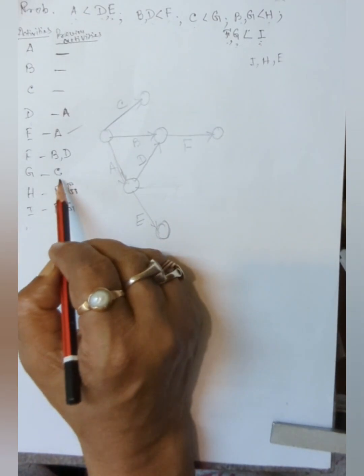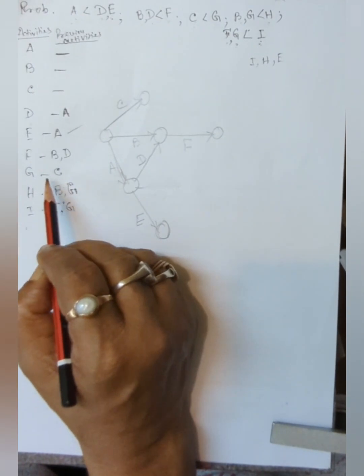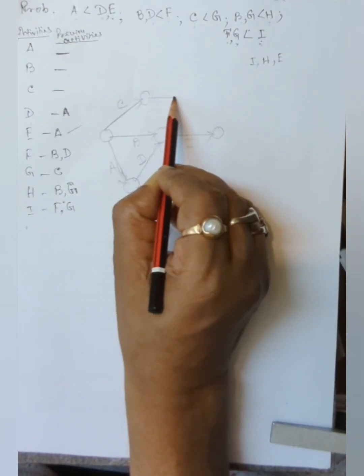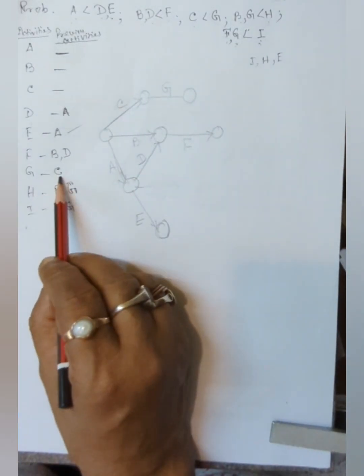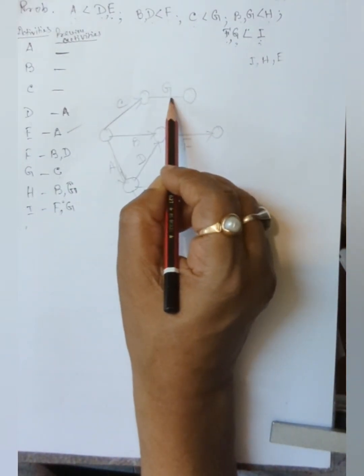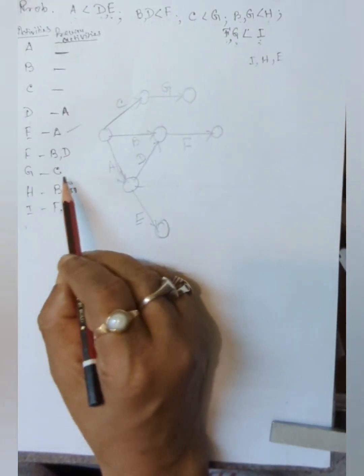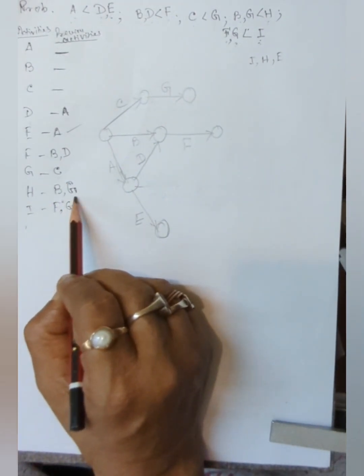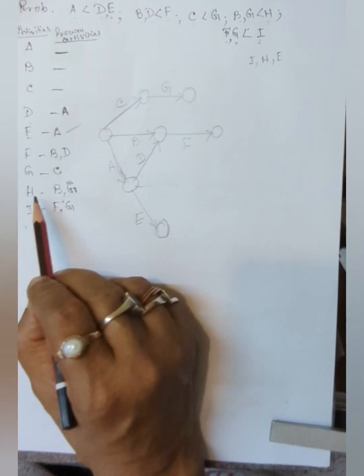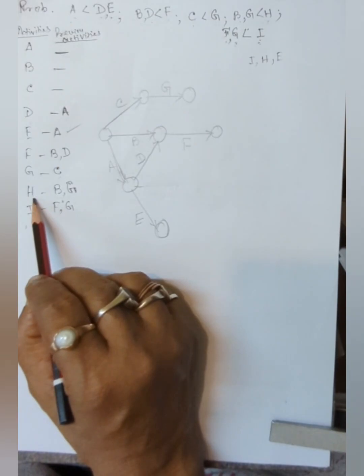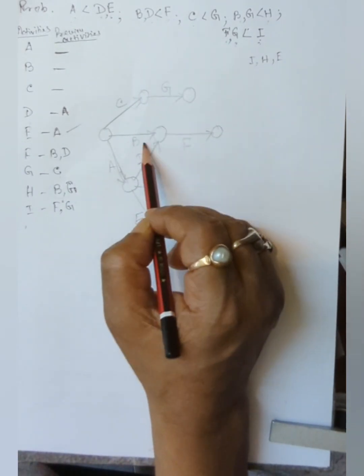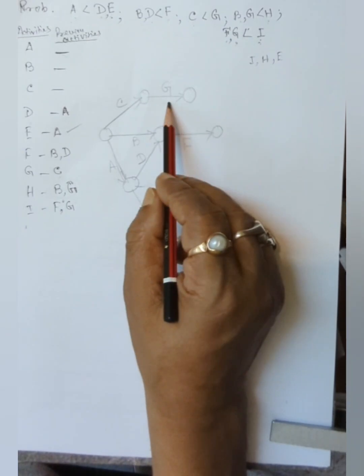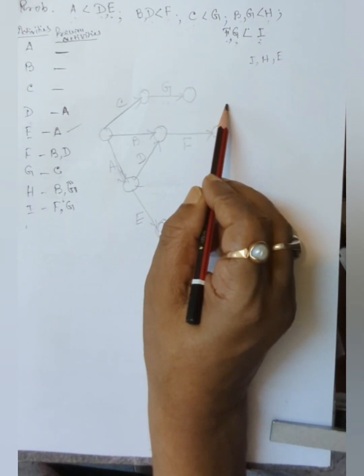Now after completing C, you start G. It is after this, it is G. After completing C, start G activity. Now after completing B and G, start H. Where is B and G? This is B and this is G. After completing B and G, start H.